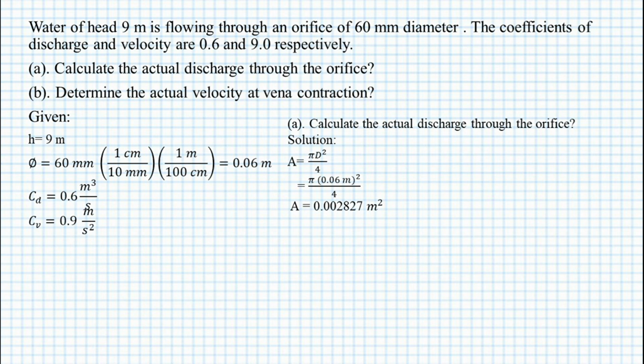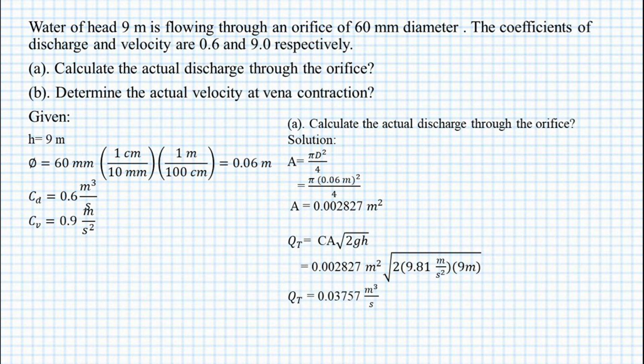In solving the theoretical discharge, we use the equation theoretical discharge equals the actual area multiplied by the square root of 2 times acceleration due to gravity times the head. Plug in the values, we have 0.002827 meters squared, square root of 2 times 9.81 meters per second squared, multiplied by 9 meters. In total, we have 0.03757 cubic meters per second as our theoretical discharge.